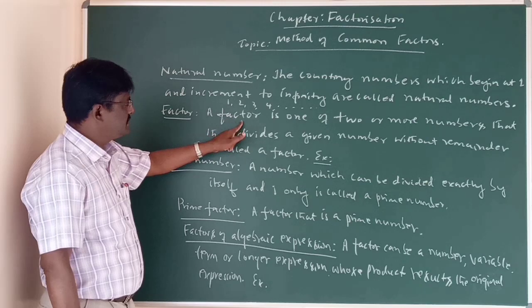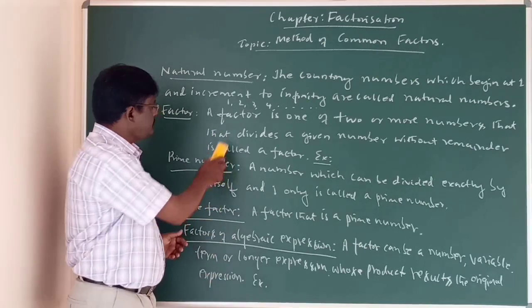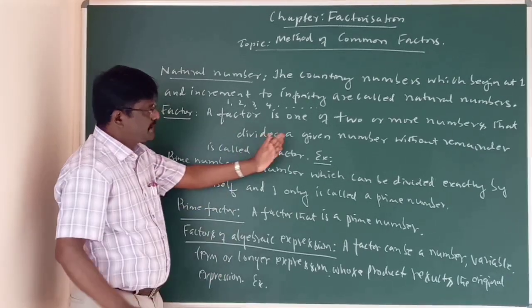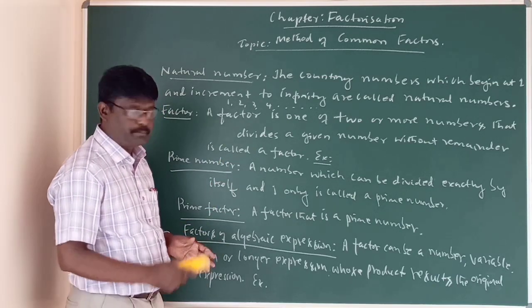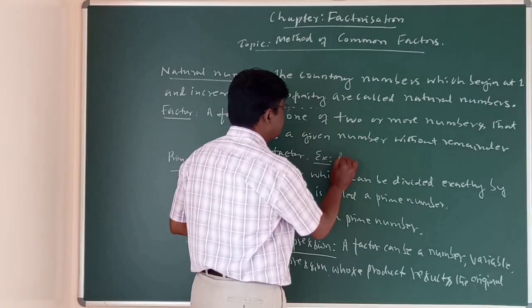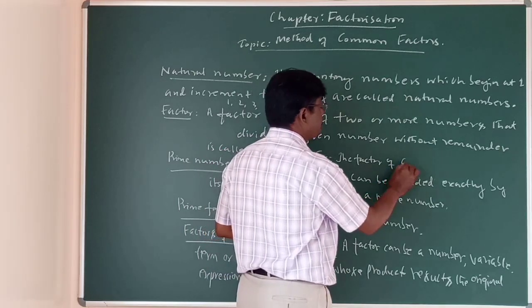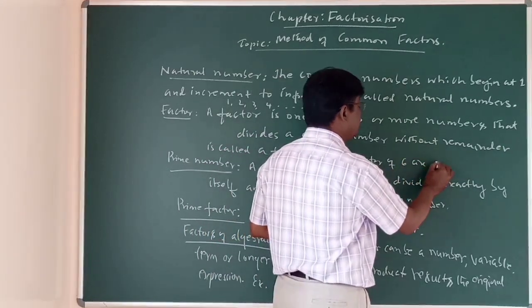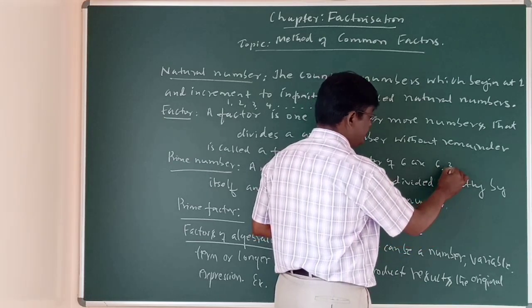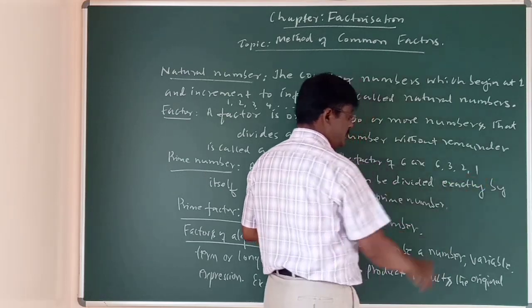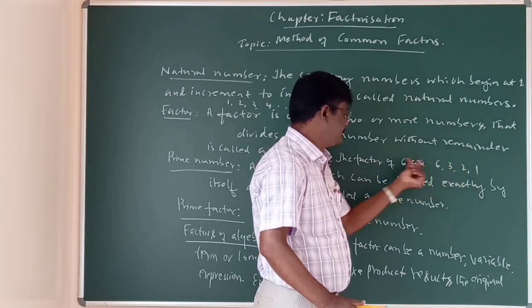Okay. Then factor. A factor is one of two or more numbers that divides a given number without remainder. Simple thing. For example, the factors of 6 can be 6, because 6 by 6 is exactly divisible. Then 3, 2 or even 1. So therefore children, we call these the factors of the given number.